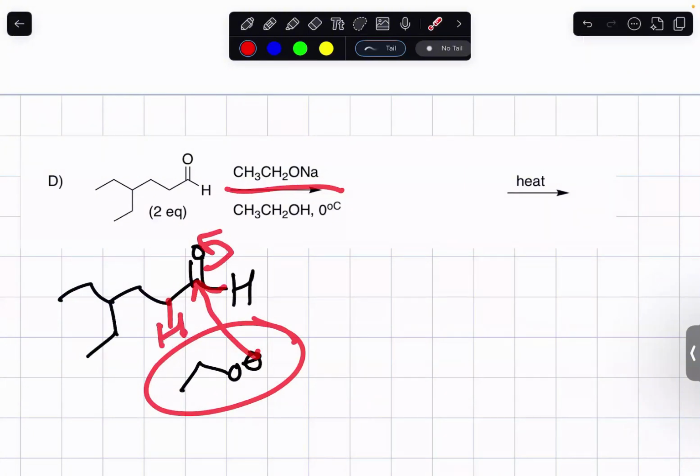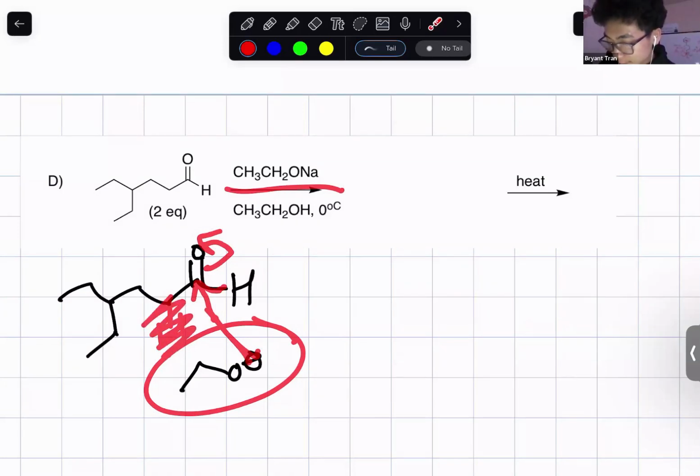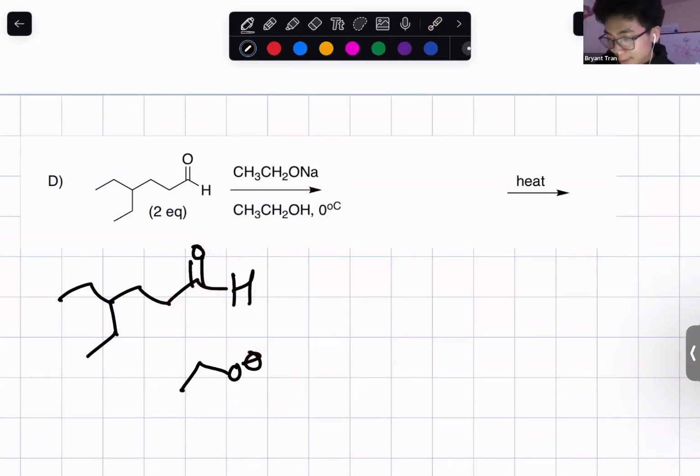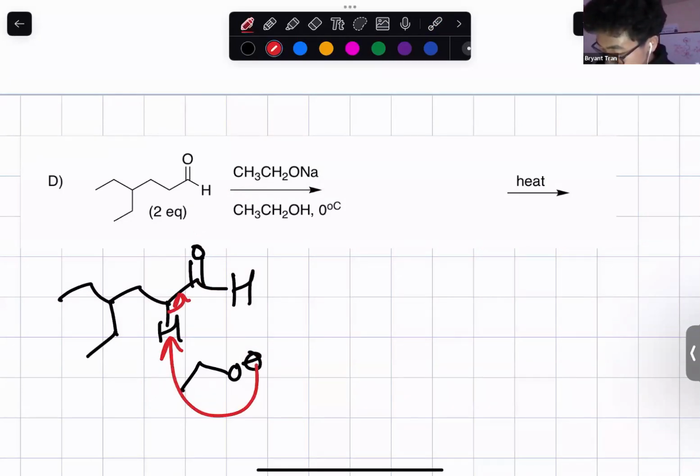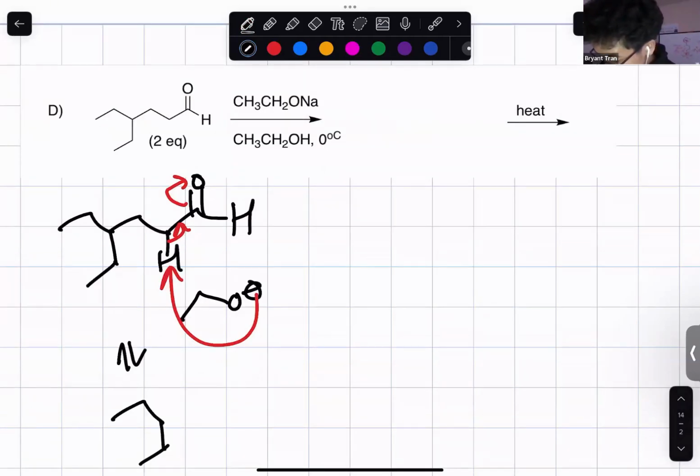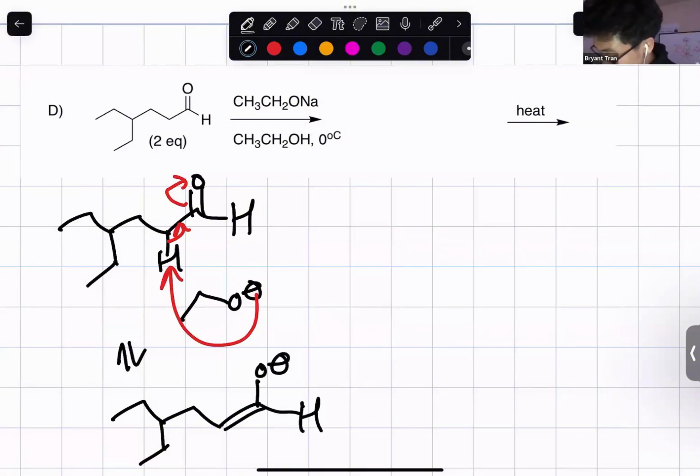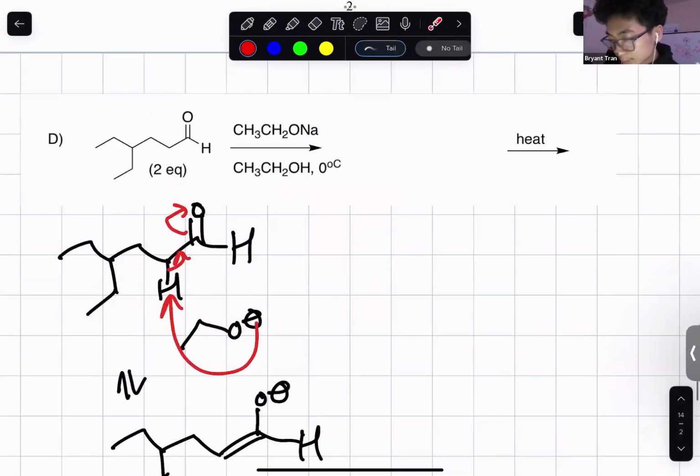Alpha hydrogen. Yes, alpha hydrogen, right? Because if that alpha hydrogen was not there, it's going to attack that carbonyl carbon, but because it's there, it's going to attack that alpha hydrogen, generate the enolate ion, and that's my nucleophile. That's my first equivalent of aldehyde being used up right there. But sometimes she's not going to give 2 equivalents, and you have to assume it's an excess.